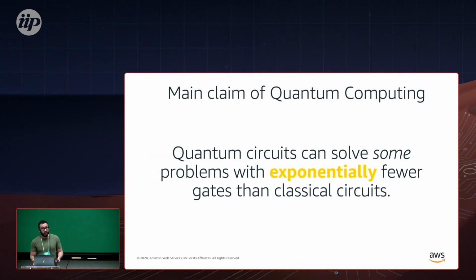And what we learned in the past like 40 years since these insights is that there is a main claim of quantum computing, which we are all trying to validate in a sense: that quantum circuits, which are a way to make quantum computing concrete as a computational model, can solve some problems, not all, but some problems with exponentially fewer gates than classical circuits. That's a remarkable fact of nature, and really quantum computing is the only model of computation that we think we can realize in nature that gives this exponential difference to classical computing.